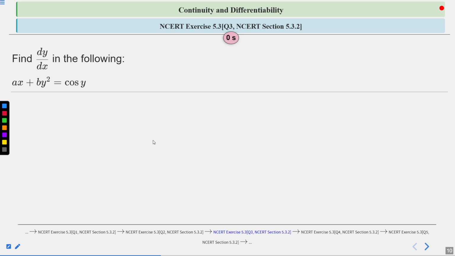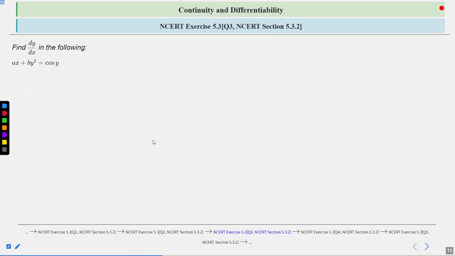Okay, so let's discuss the solution part. Our question was, we have to basically find dy by dx, and the expression is ax plus by square is equal to cos y. So let us see the solution part. The given relationship is basically ax plus by square is equal to cos y.